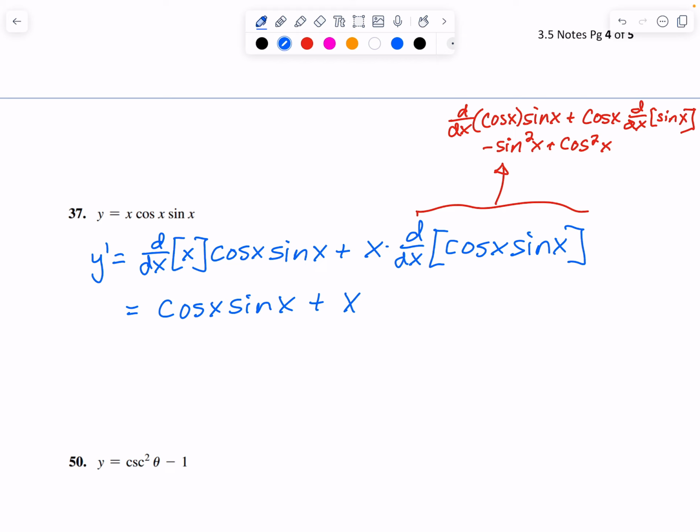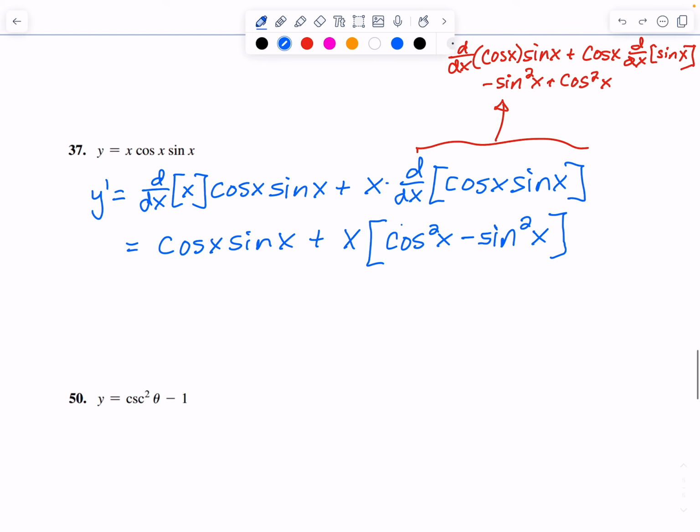I got x, and this is the kicker here. It goes inside the brackets because it's times x. So I get, now I'm going to flip it because I like my negatives second, but it really doesn't matter, cosine squared x minus sine squared x. You can tell there are no like terms. That is my answer. I could distribute my x through here if I wanted to, but that doesn't actually help me in any way. So be careful of product rules inside of product rules.